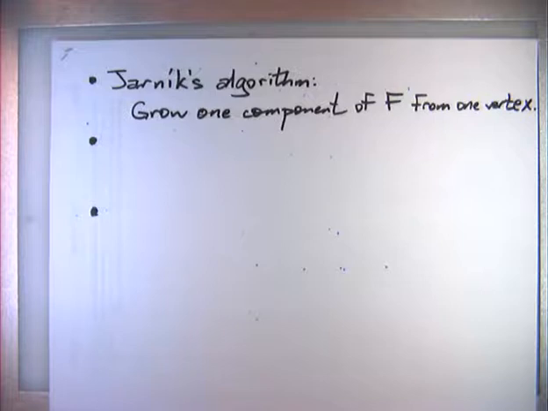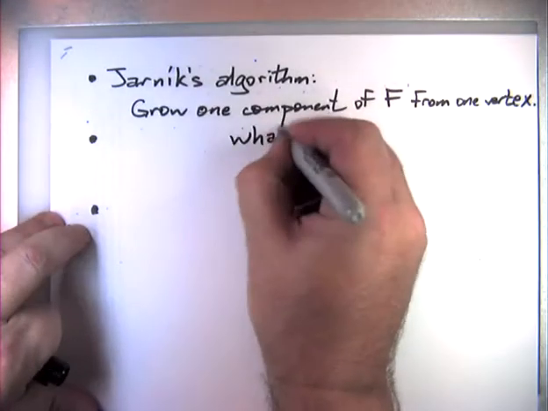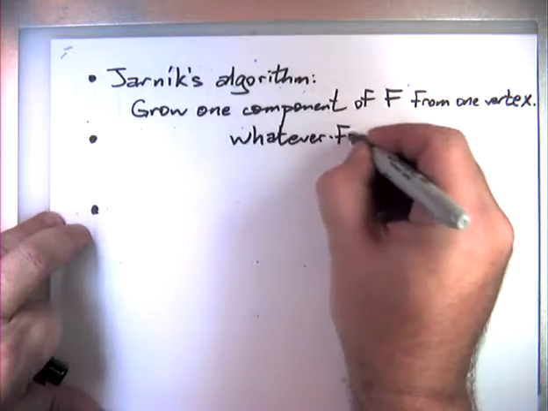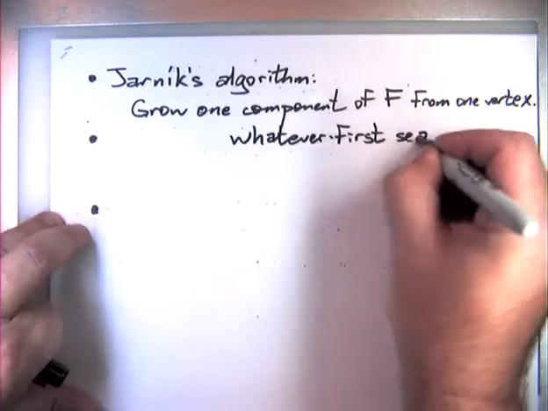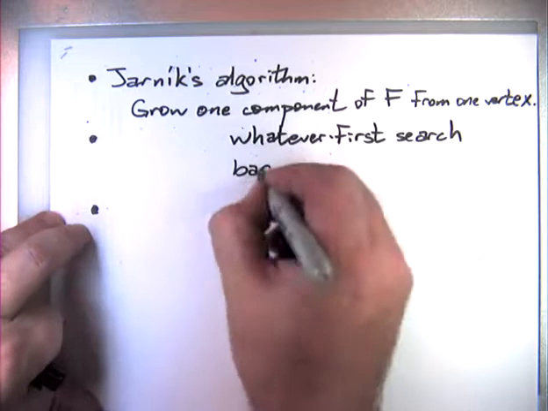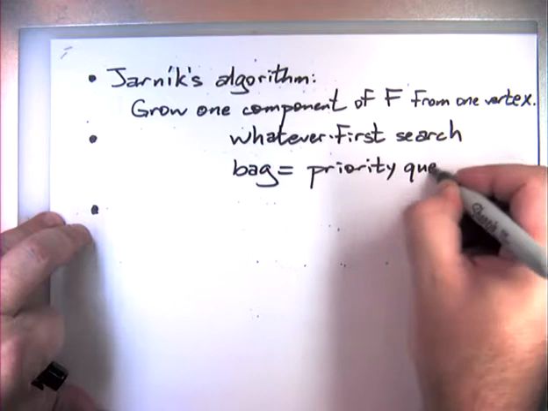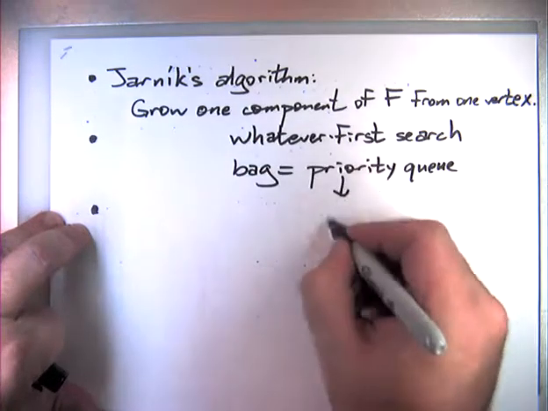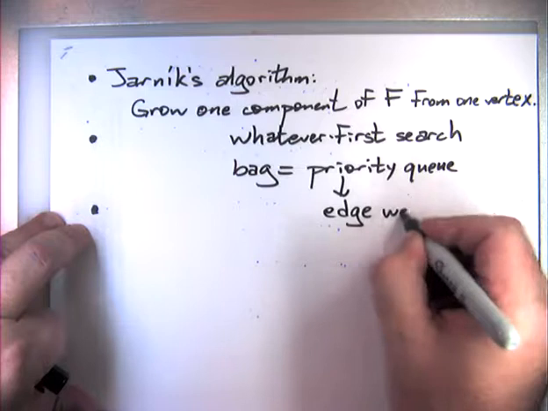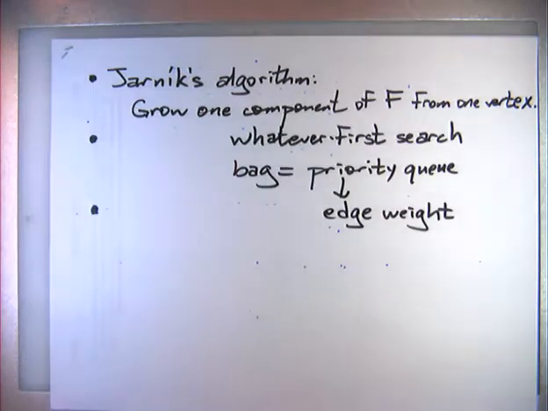Okay? This, in fact, is the same as whatever-first search, where the bag is a priority queue, and the priority of an edge in the priority queue is the weight of that edge. So you already know how to implement this. You know how to implement whatever-first search. Now I tell you, okay, the bag is a priority queue. You're given the priority as part of the input. You know how to build a heap.